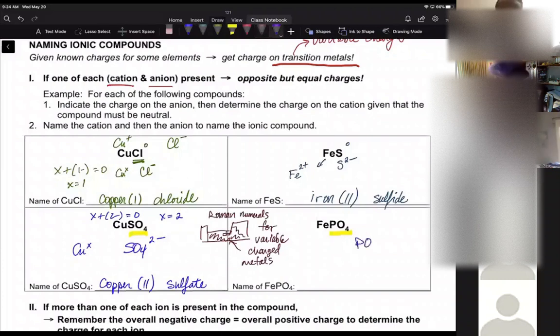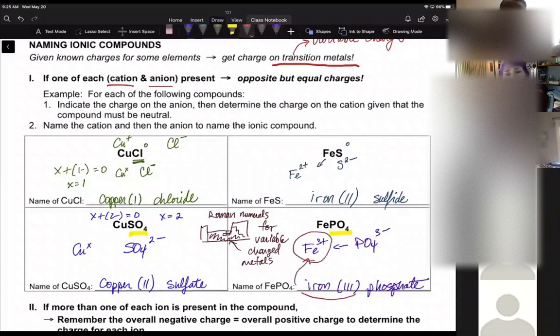So phosphate, remember you have to know these charges. You can look it up. So this one has a 3 minus and there's just 1, so iron must be 3 plus. So we'll name it iron 3 phosphate. The iron 3 is this one. It gives the charge. Phosphate also gives the charge. So we know the relationship because we know it has to be overall 0 charge.